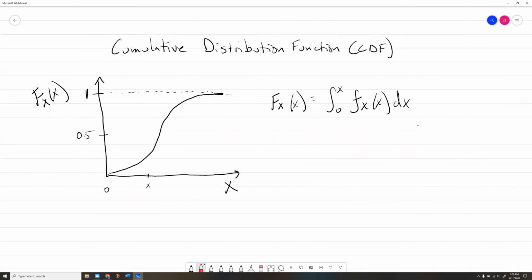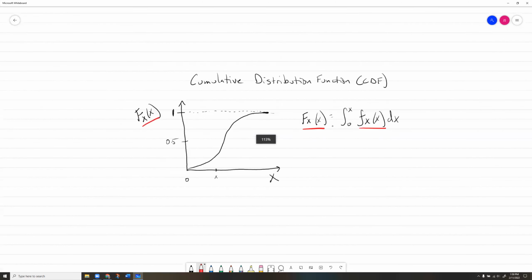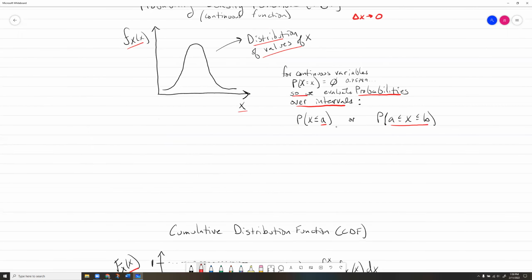And by integrating, we end up at the cumulative distribution function, capital F of x. And capital F of x is equal to the integral of our PDF right here, little f of x, dx. And let's just talk about what that means. I'm going to zoom out and bring back in our PDF.